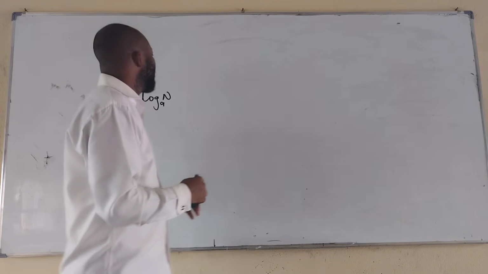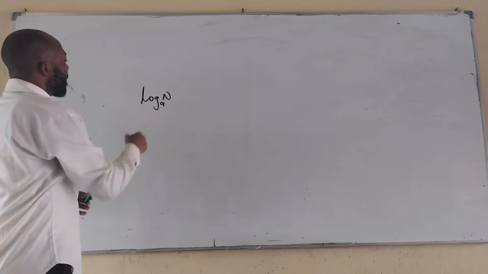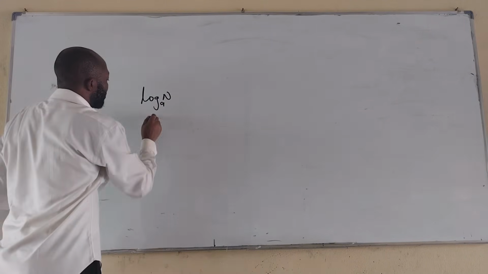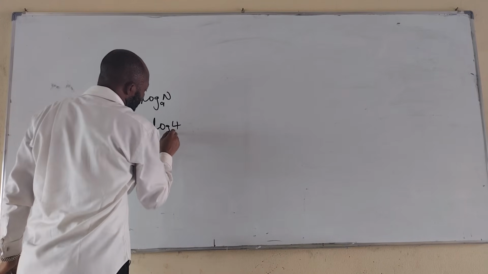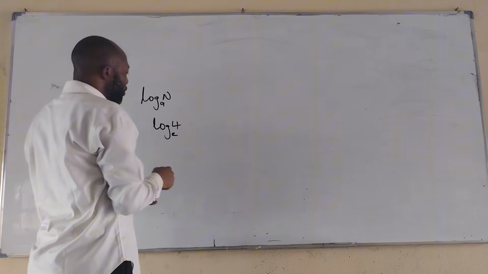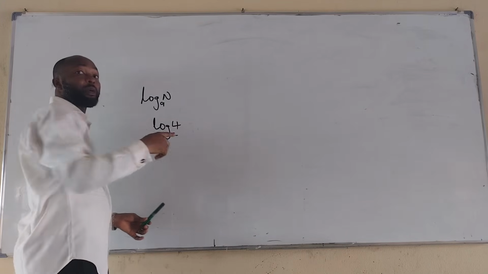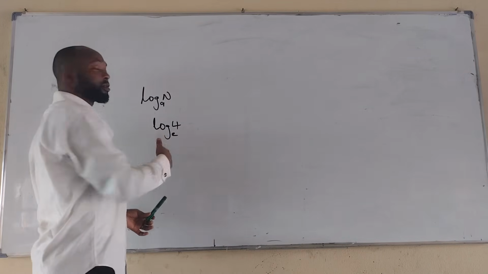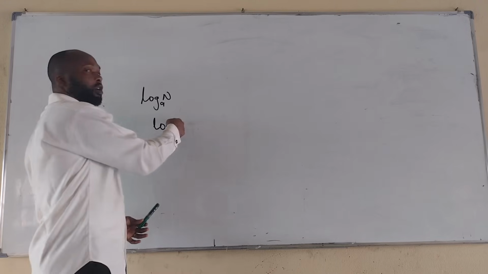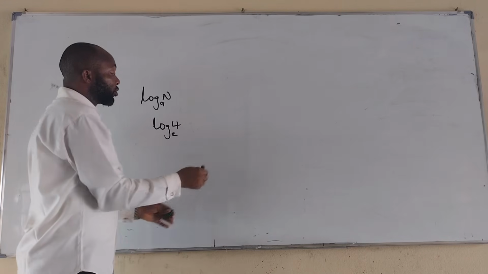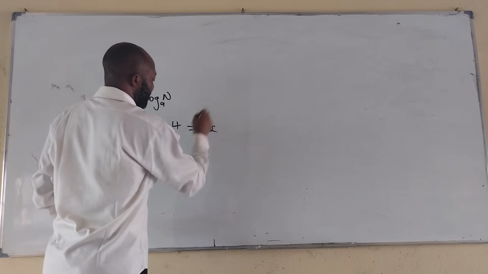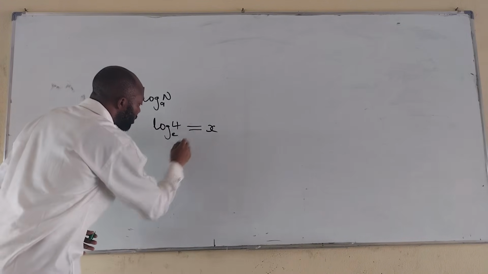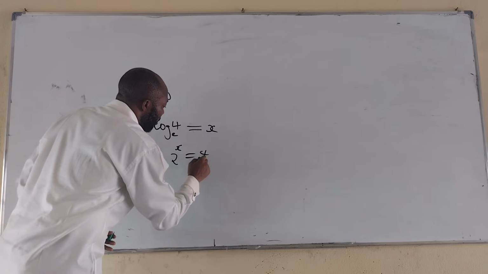So if we, for example, say log 4 in base 2, we are referring to the power at which 2 can be raised to give us 4. So in order for us to be able to get that, we could easily equate it to x. So this becomes 2 raised to the power x is equal to 4.